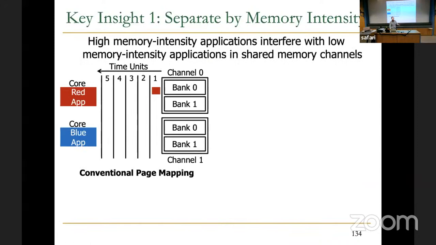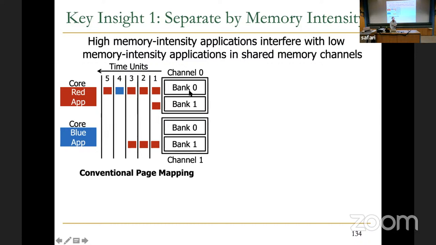And just to give you the idea, let's assume that the red application is highly memory intensive. It generates a lot of requests. And the blue application is not that intensive. It only has one request like this once in a while. Conventional page mapping across channels is not aware of these different applications. So it may map things this way.